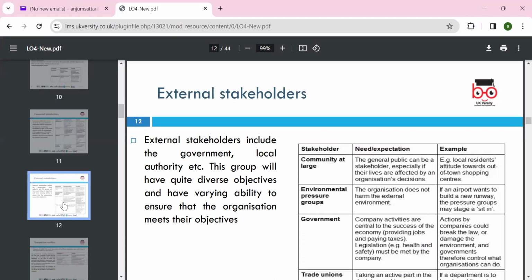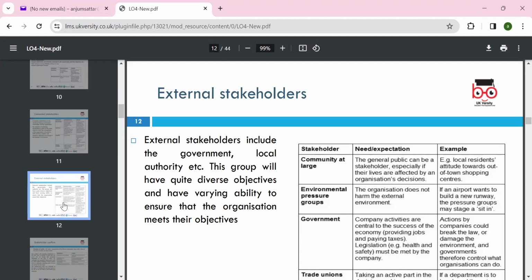Okay, external stakeholders include the government, local authority. This group will have quite diverse objectives and the ability to ensure the organization meets their objectives. Community at large, the general public can be stakeholders. Of course, this doesn't matter for your buying, but the noise or the society growth impacts your interest, for example environmental pressure groups. The organization should not harm the external environment.